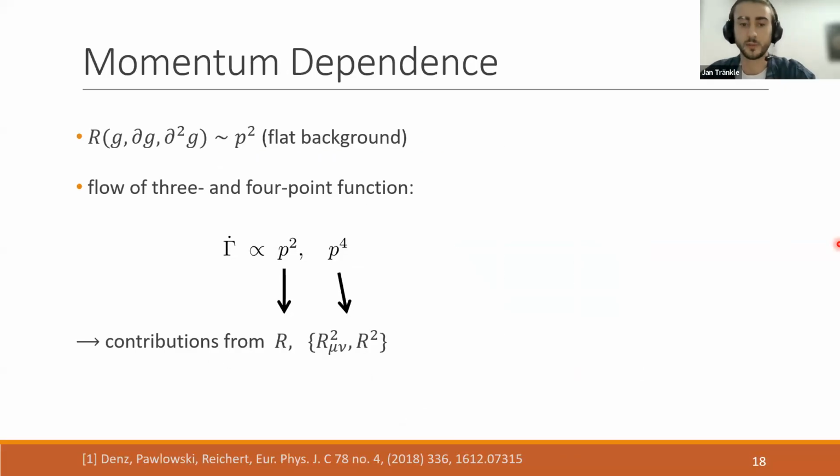Okay, so now we have the momentum-dependent 3-point and 4-point function, but I told you we are interested in reconstructing this curvature expansion. So how is the relation here? Let's start from the Ricci scalar, noting that it's constructed of the metric g itself and the first and second derivatives of the metric. So when we expand about a flat background, this means that the Ricci scalar contributes a p² term. And now if we study the flow of the 3 and the 4-point function, we can actually see that there are p² and p⁴ contributions. And this again lets us recover these contributions from the Ricci scalar and from the second order curvature terms.